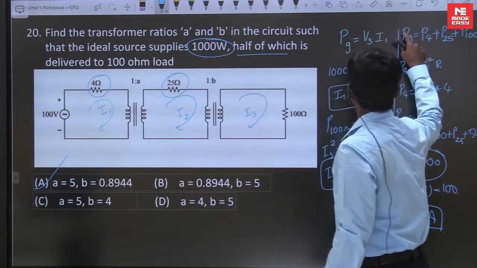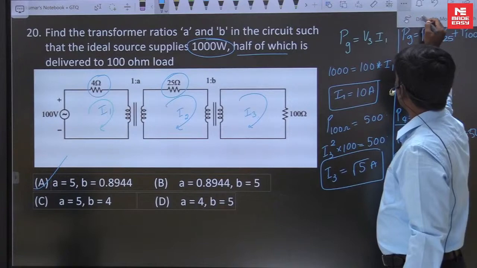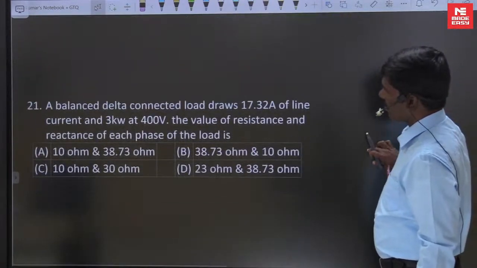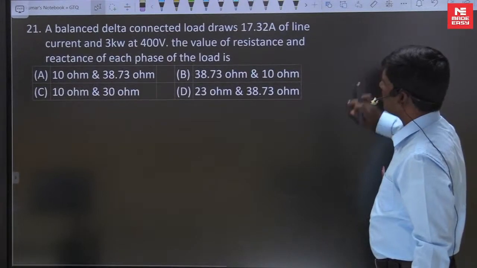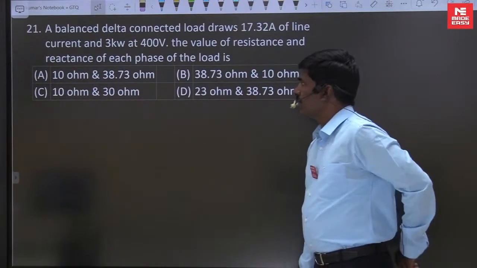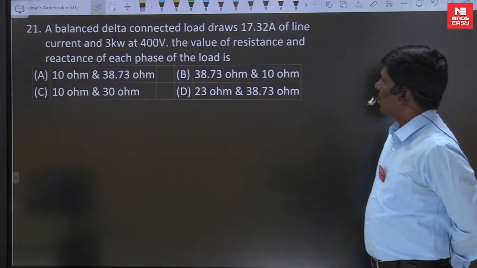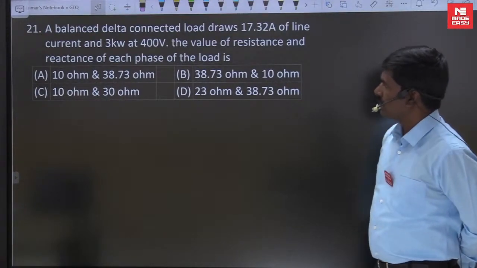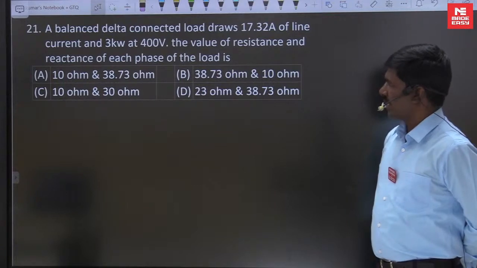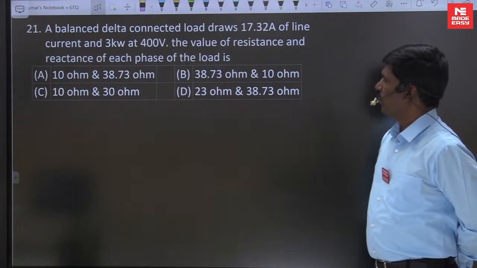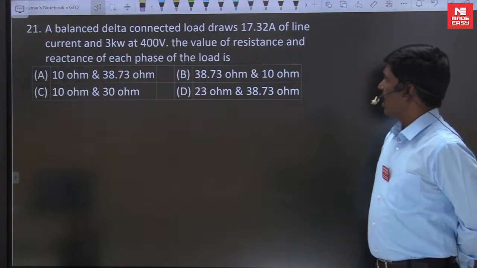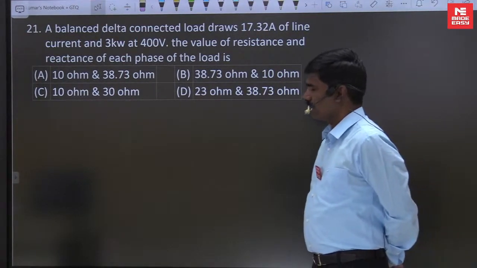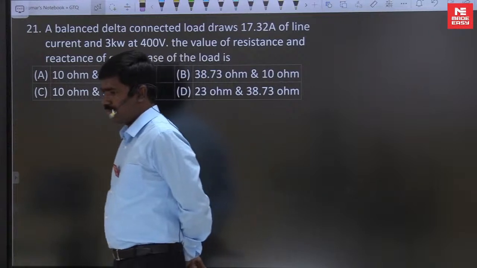Now, a very simple question. This is very simple. A balanced delta connected load draws 17.32 amperes of line current and 3 kilowatts at 400 volts. The value of resistance and reactance of each phase of the load is. Last question.